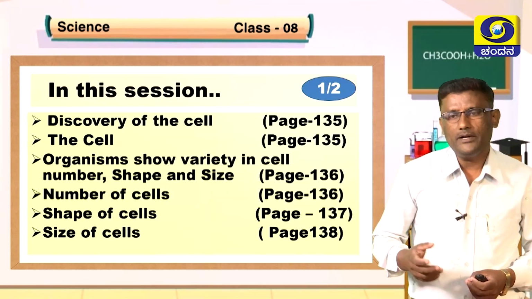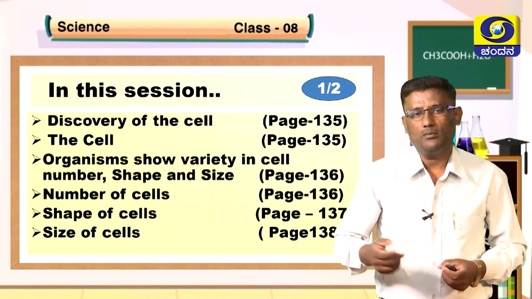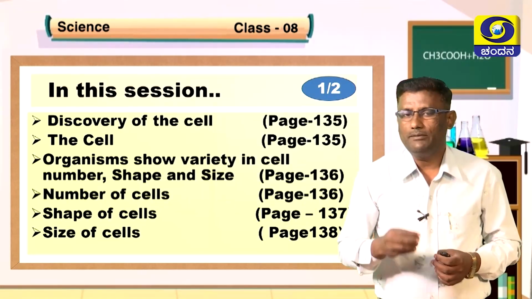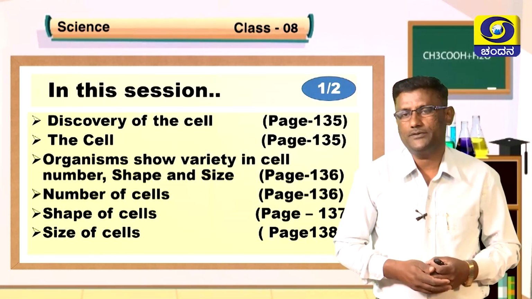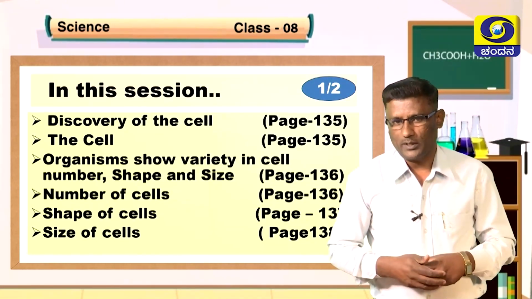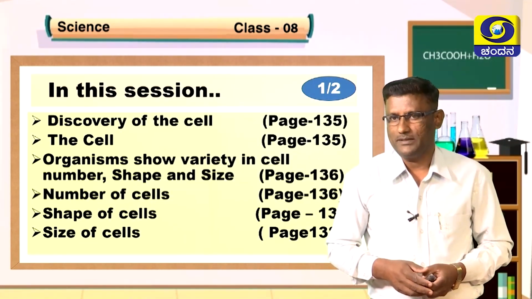In this session, we are going to discuss important topics like the discovery of the cell and more about the cell. Organisms show variety in cell number, shape and size: the number of cells in different organisms, the shape of the cells and the size of the cells.